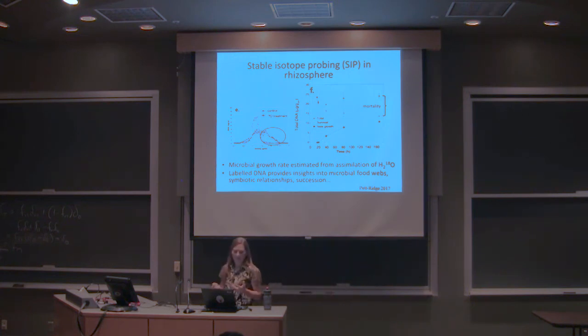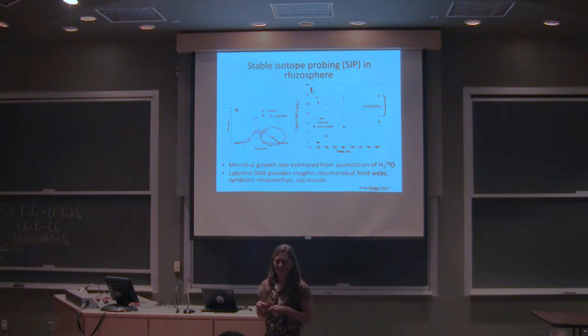And then, of course, in addition to looking at the total DNA, you can sequence it and go on. And some of the work that they're doing is looking at microbial food webs, looking at symbiotic relationships like inside termite guts, all sorts of crazy things that you can do with this. Succession of microbial community species.